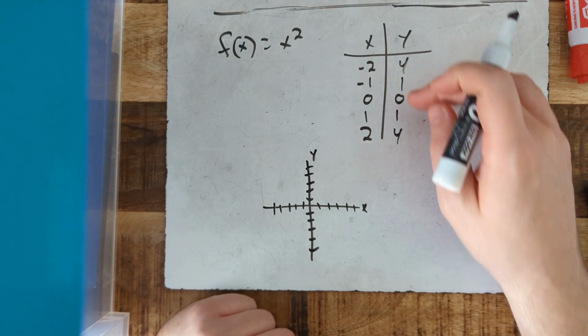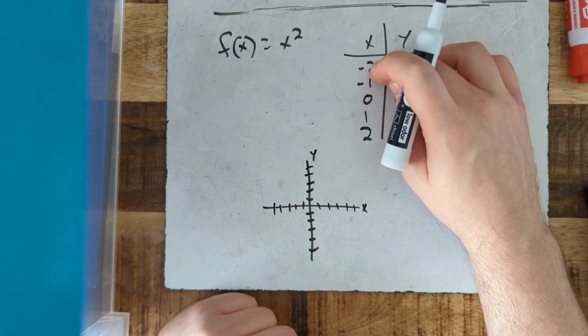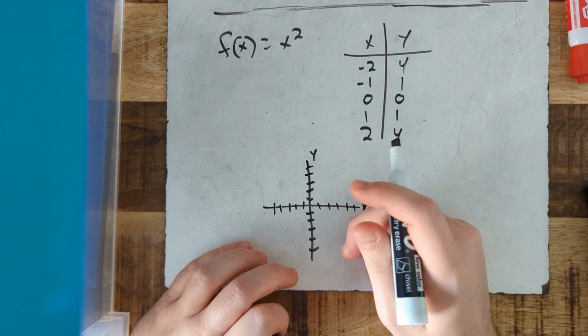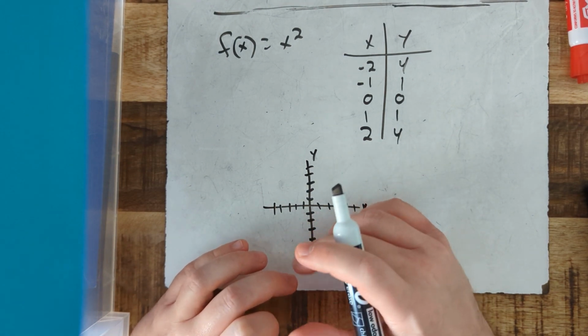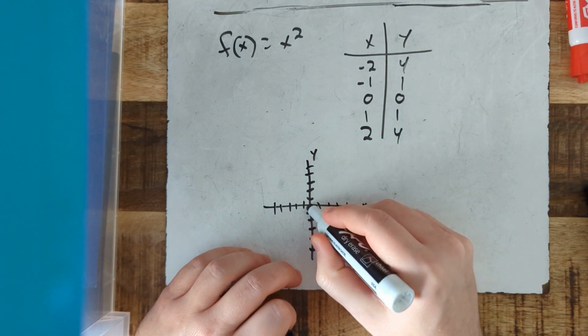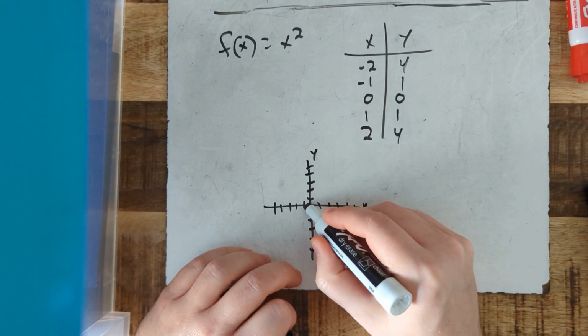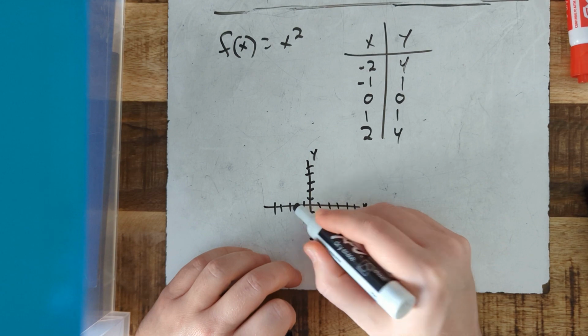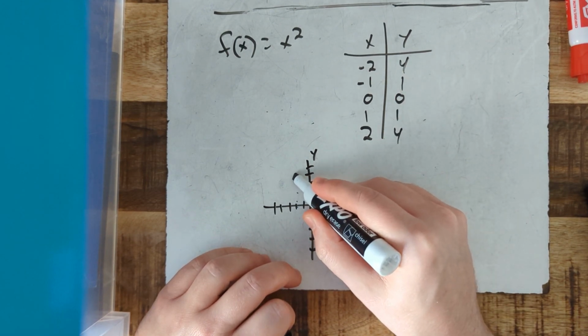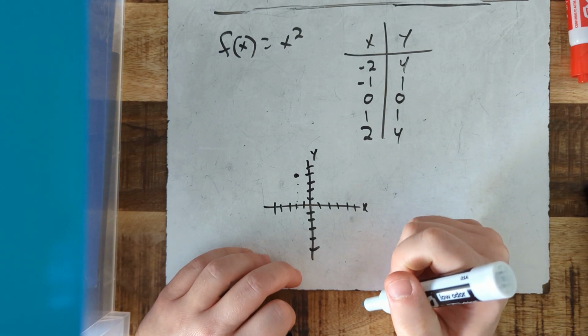So let's go ahead and plot our points. We can start with x is -2, y is 4. Remember, when we plot points, we always start on the x-axis first before going to the y-axis. So start with x, -2, starting at your center here, 0, 0. We're going to go left 2, 1, 2 to -2, and then up 4. So 1, 2, 3, 4. Okay, that's our first point.